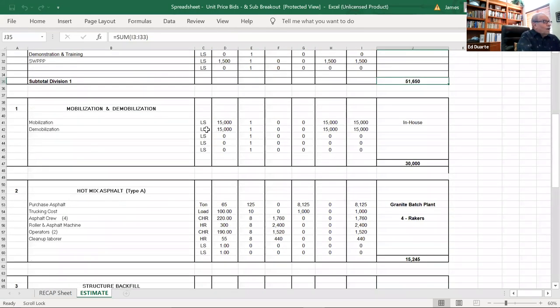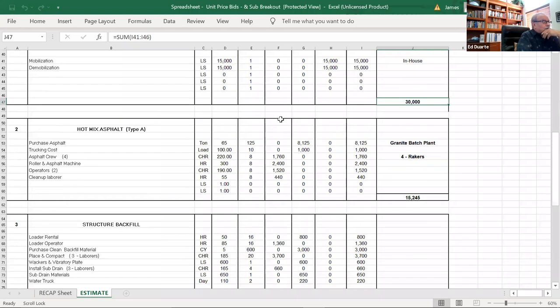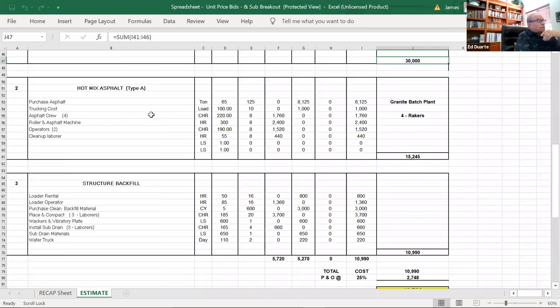These columns apply all the way down the line. So under MOB and DEMOB, it's all me. It's 15,000 in and 15,000 out. So my subtotal of direct cost is $30,000. If I go to asphalt, now you subcontractors can listen in. This is how any of us account for what it costs us to build a project.